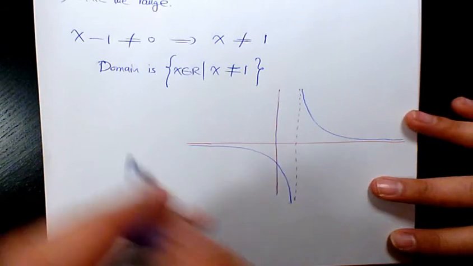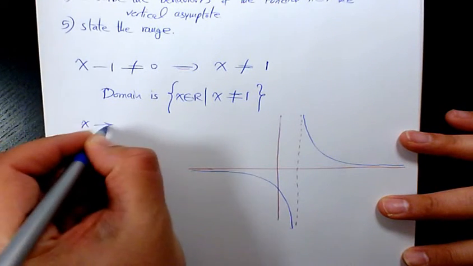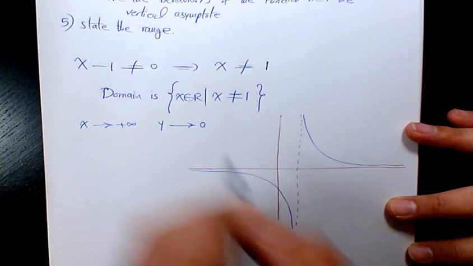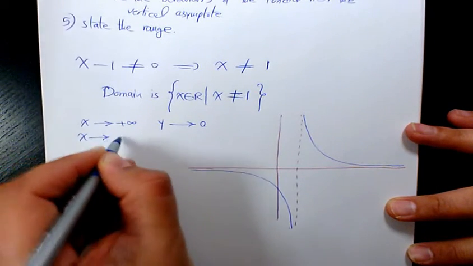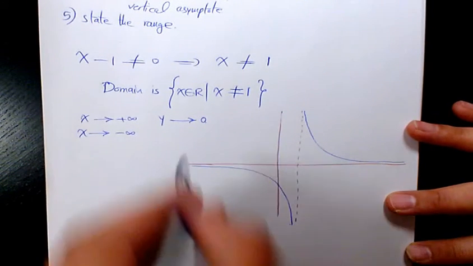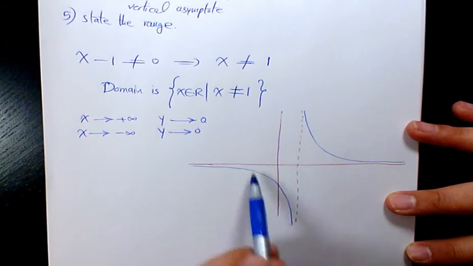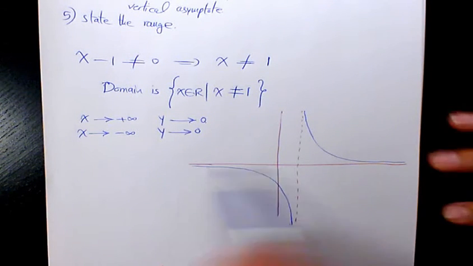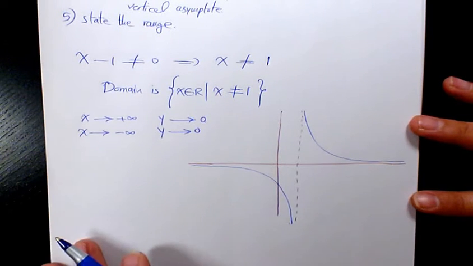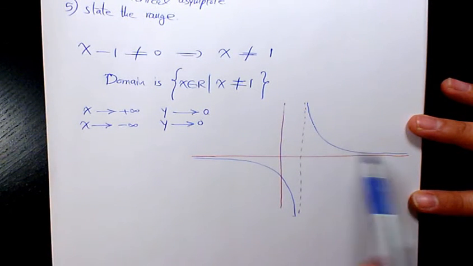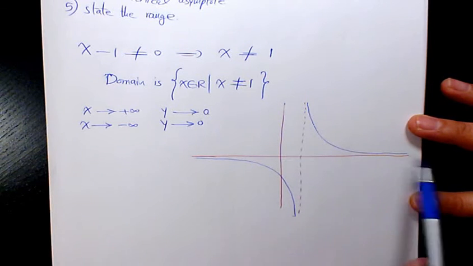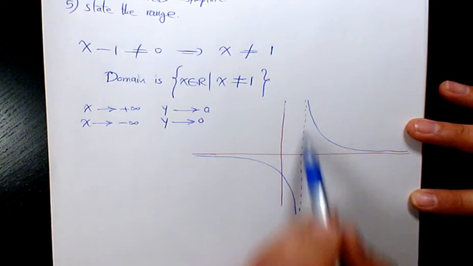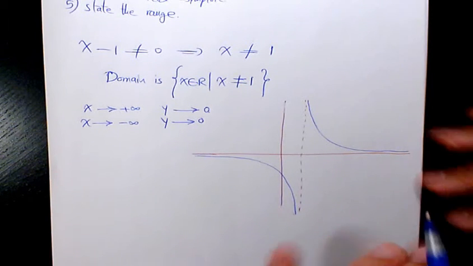Now describe the end behavior. As x approaches positive infinity, y approaches 0, and when x approaches negative infinity, y approaches 0 as well, because as you see here on the x-axis, or y equals 0, we have the horizontal asymptote. So when x goes to positive infinity or negative infinity, y approaches 0. On this side we have x equals 1, we have a vertical asymptote here.